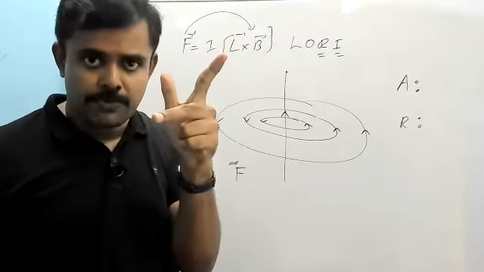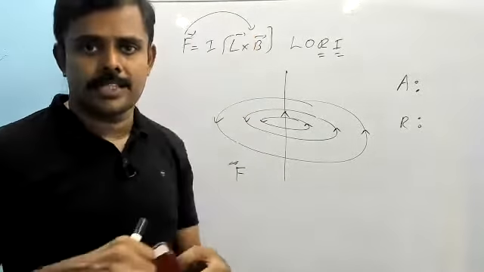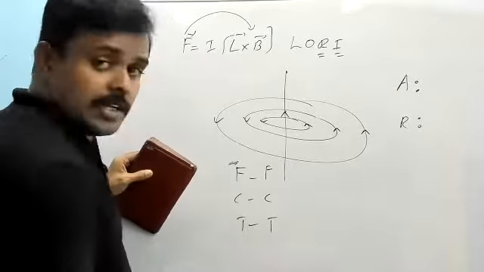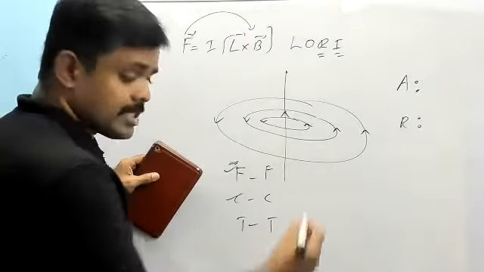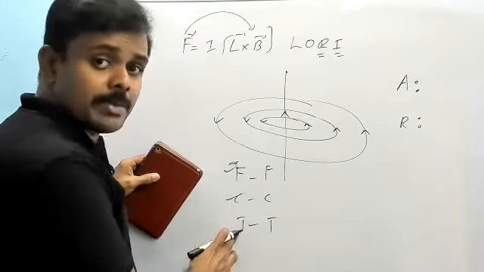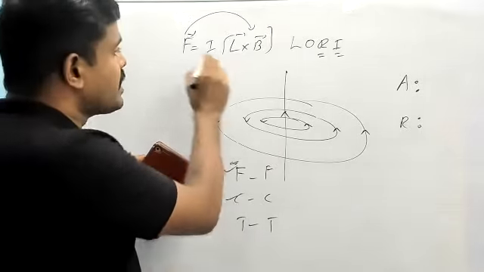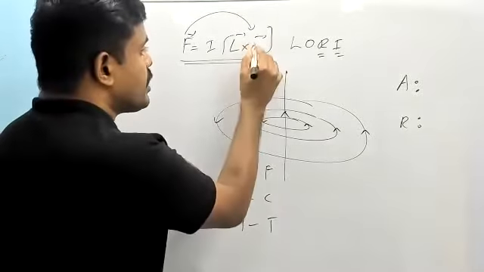The first finger represents field, the central finger represents current, and the thumb represents thrust, the direction of motion of the conductor. F, F, C, C, T, T. Anyway, that gives you the force on a conductor: force is equal to I into L cross B.